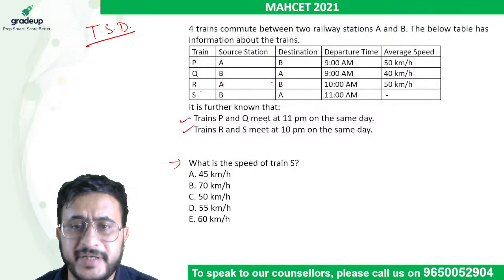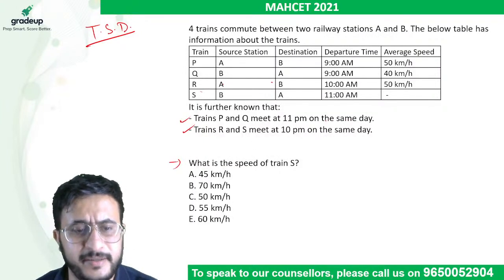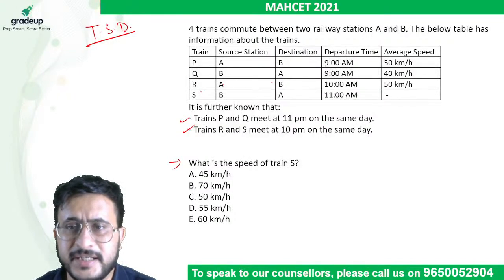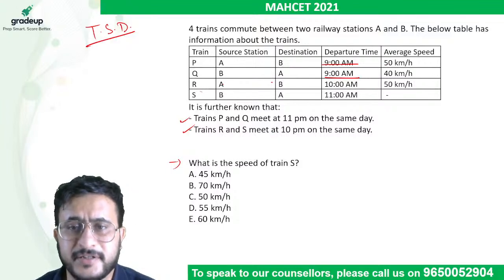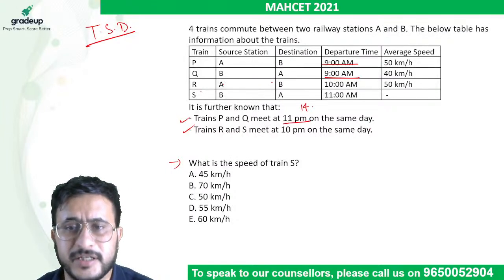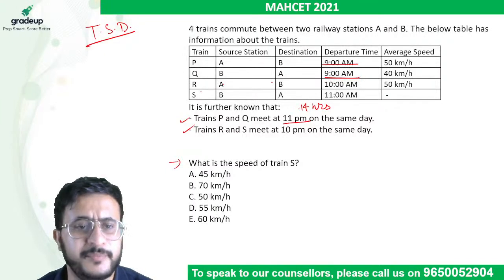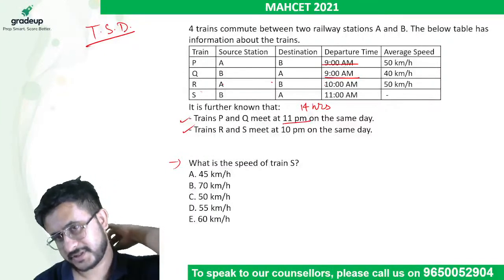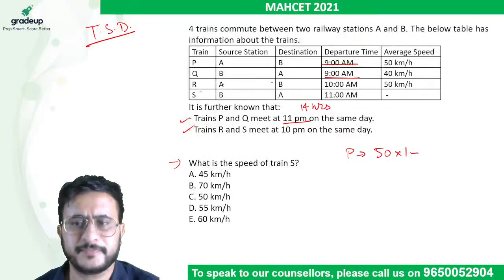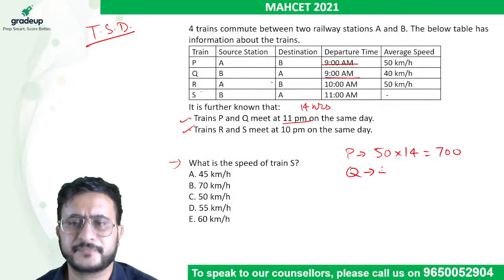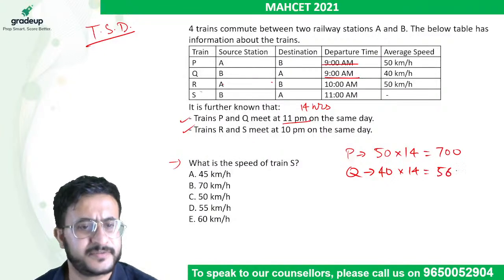See, P and Q meet at 11 p.m. on the same day, right? P starts at 9 a.m., Q starts at 9 a.m. So they meet after how many hours? 14 hours, because 9 a.m. to 11 p.m. is 14 hours. How much distance will P cover in 14 hours? 15 into 14, that is 210. And Q will cover 40 into 14, that is 560.